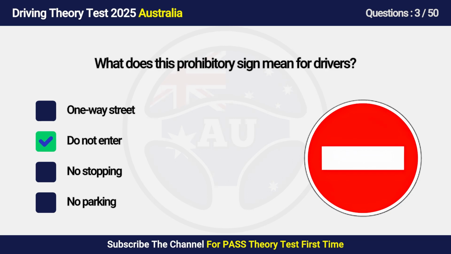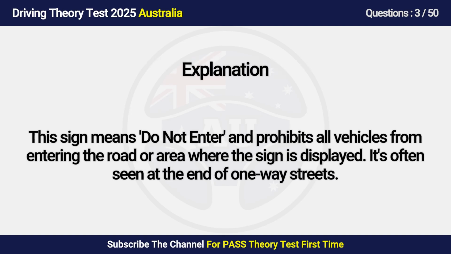Answer is B. Do not enter. This sign means do not enter and prohibits all vehicles from entering the road or area where the sign is displayed. It's often seen at the end of one-way streets.